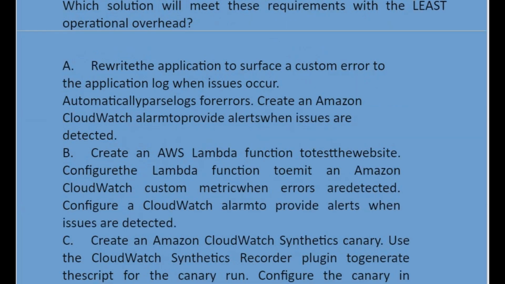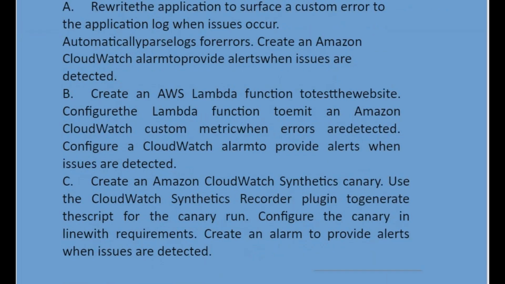Option A. Rewrite the application to surface a custom error to the application log when issues occur. Automatically parse logs for errors. Create an Amazon CloudWatch alarm to provide alerts when issues are detected. Option B. Create an AWS Lambda function to test the website. Configure the Lambda function to emit an Amazon CloudWatch custom metric when errors are detected. Configure a CloudWatch alarm to provide alerts when issues are detected.